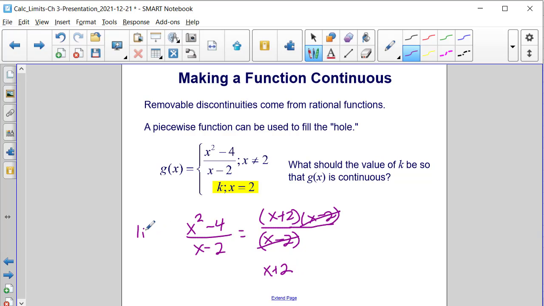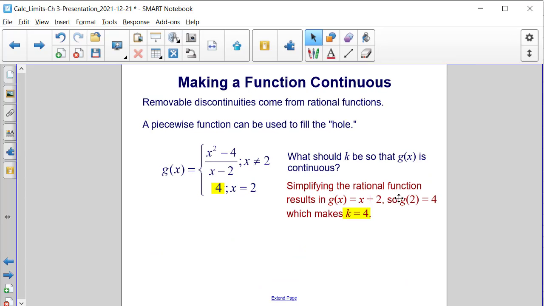Now, if we take the limit as x approaches 2 of this function, we can now use direct substitution for it. That would be 2 plus 2, which equals 4. So therefore, 4 should be the value of k that we need to make this original rational function be continuous.